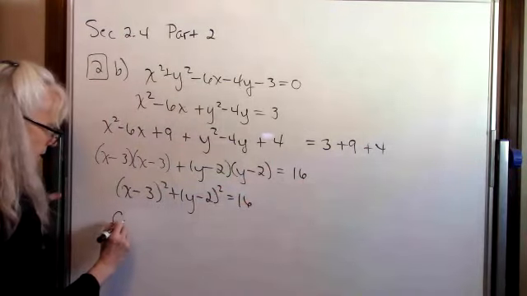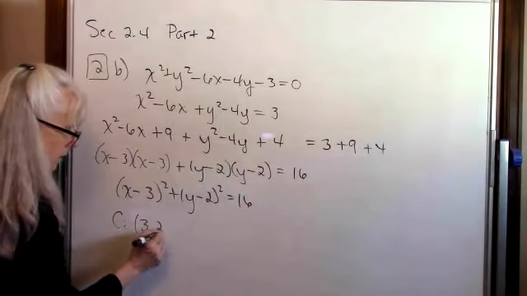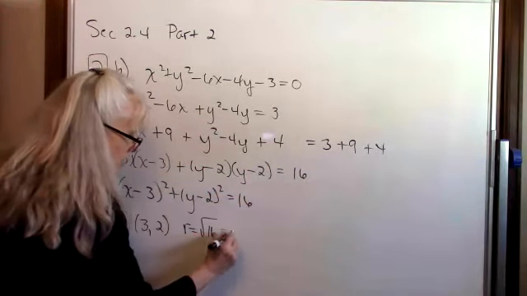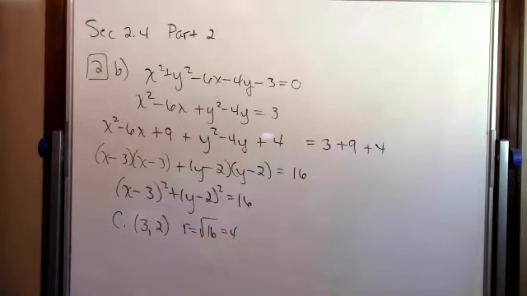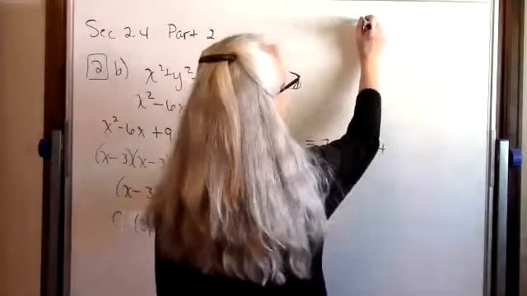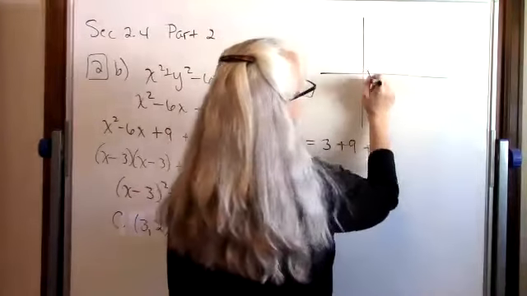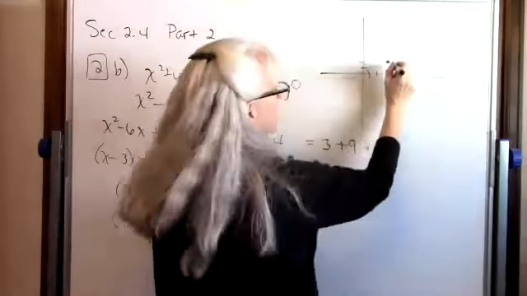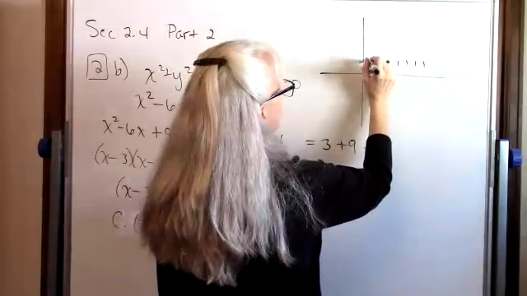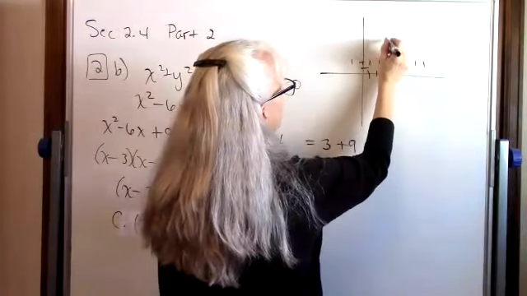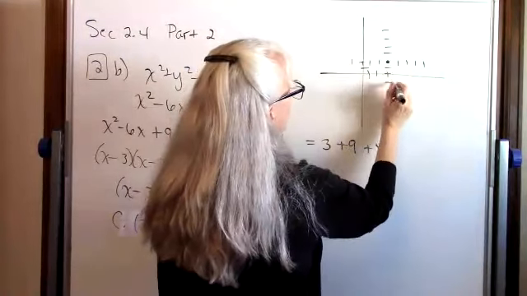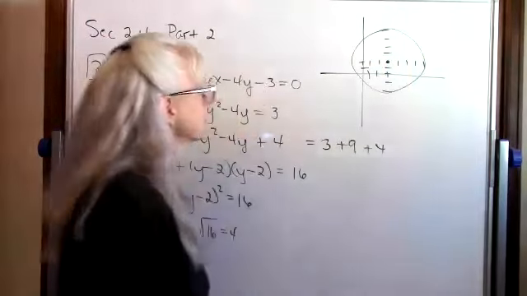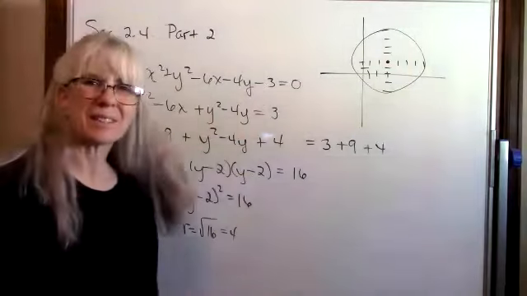So now we can pull off the center. The center is going to be at 3, 2. And our radius is the square root of 16, which is 4. Then we can graph it. So, 1, 2, 3, 2. And we're out 4 in all directions. 1, 2, 3, 4. And there it is. There's your second circle.